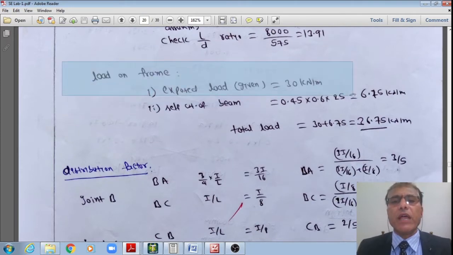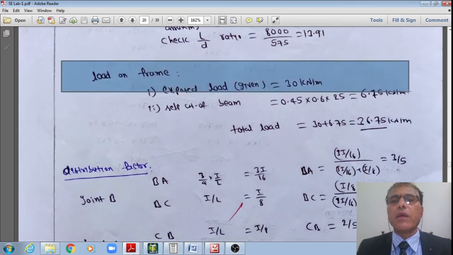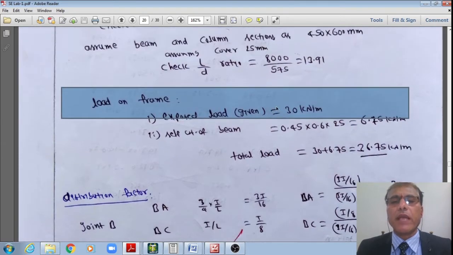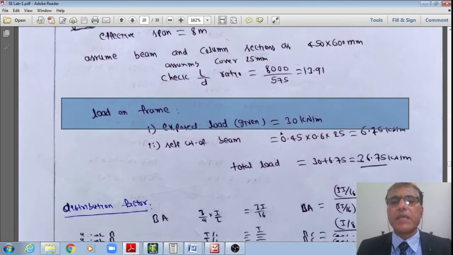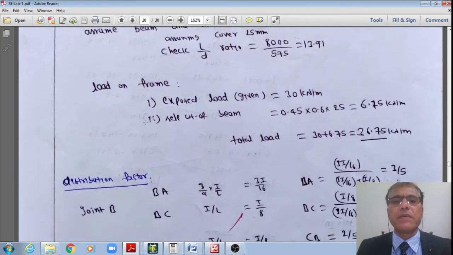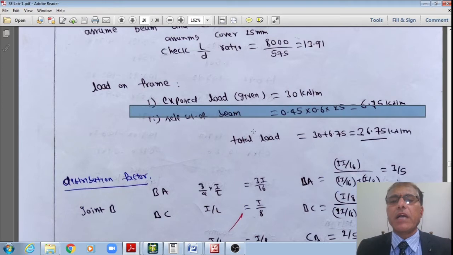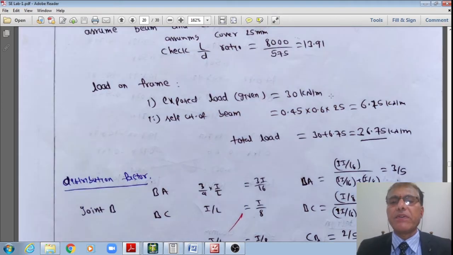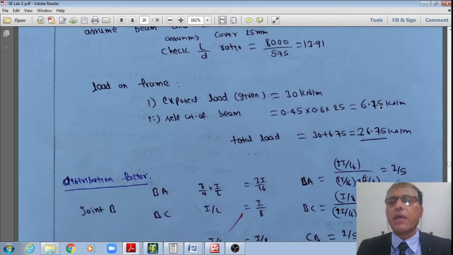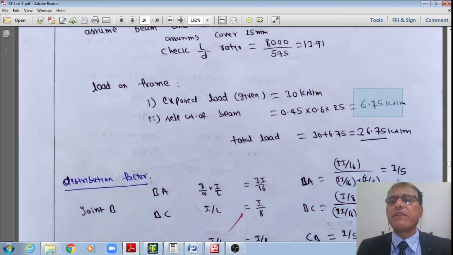Already just now we have calculated the total live load. Live load is equal to 30 kilonewton per meter. It actually worked out to 30.25, but now we are saying approximately 30 kilonewton per meter, as well as the self weight of the beam with this assumed section as 0.45 multiplied by 0.6 multiplied by the density of the concrete from IS 875 part 1. The density of the concrete is equal to 25 kilonewton per meter cube. Therefore, multiplying, now I'll get 6.75 kilonewton per meter as the dead load.